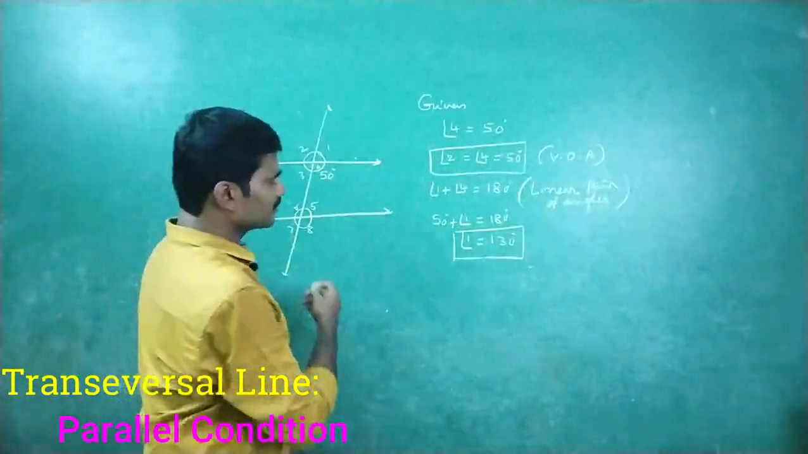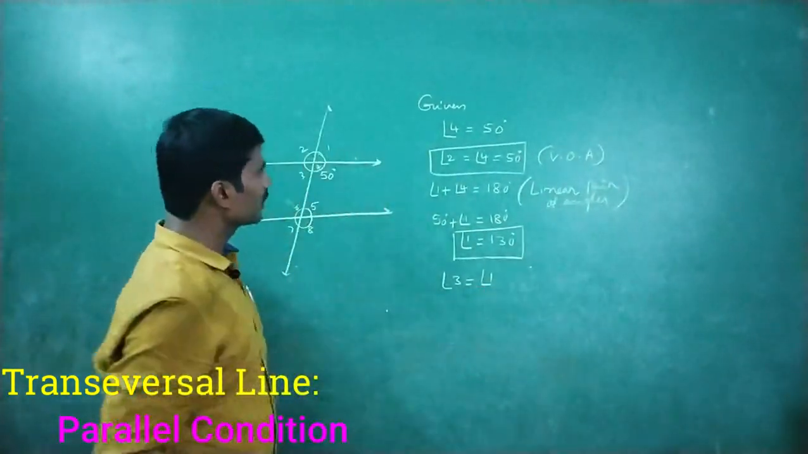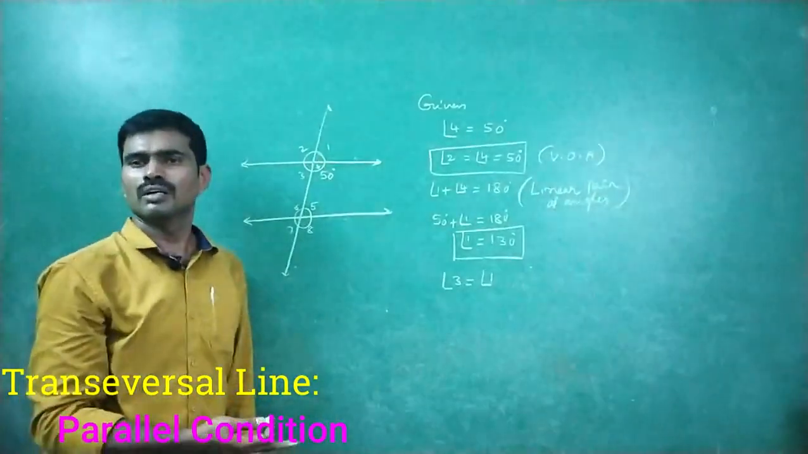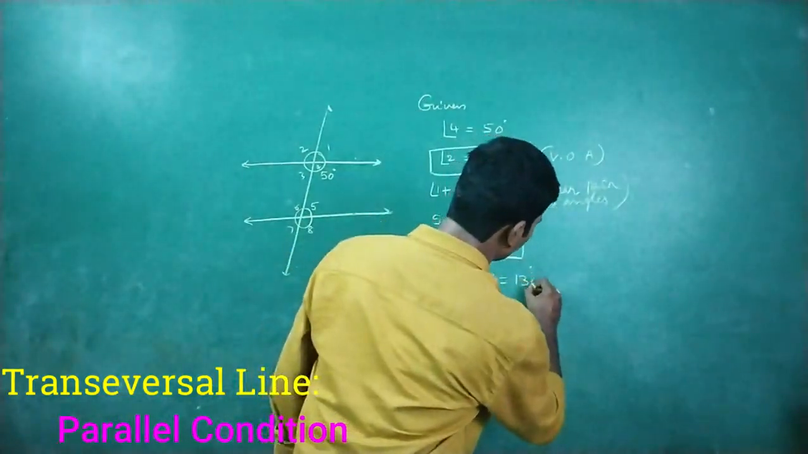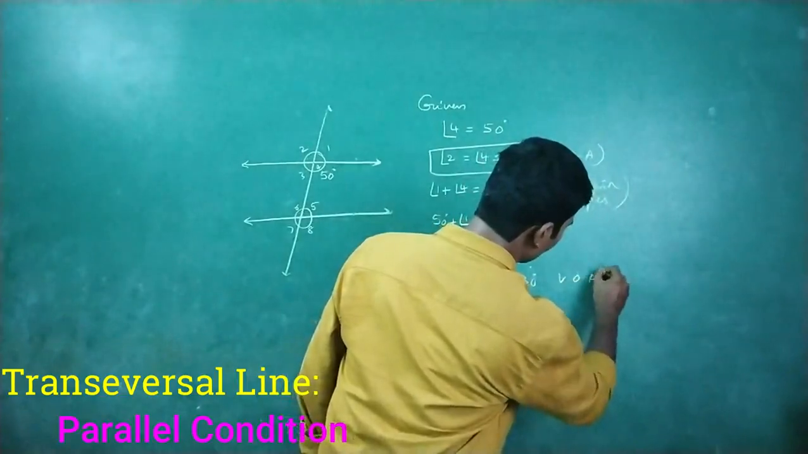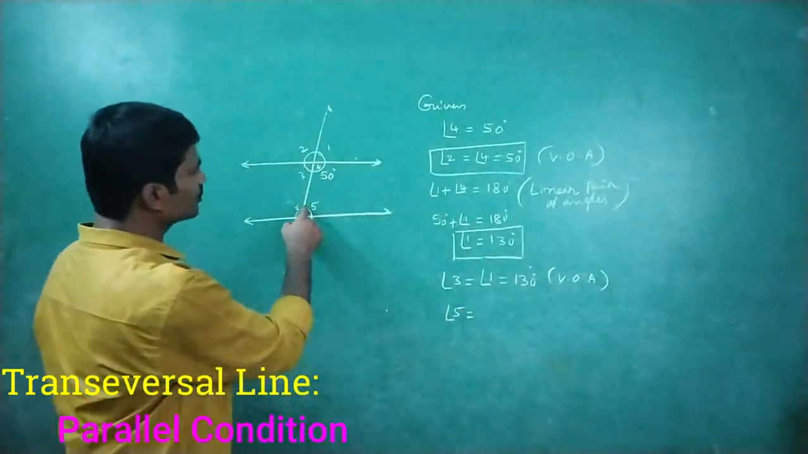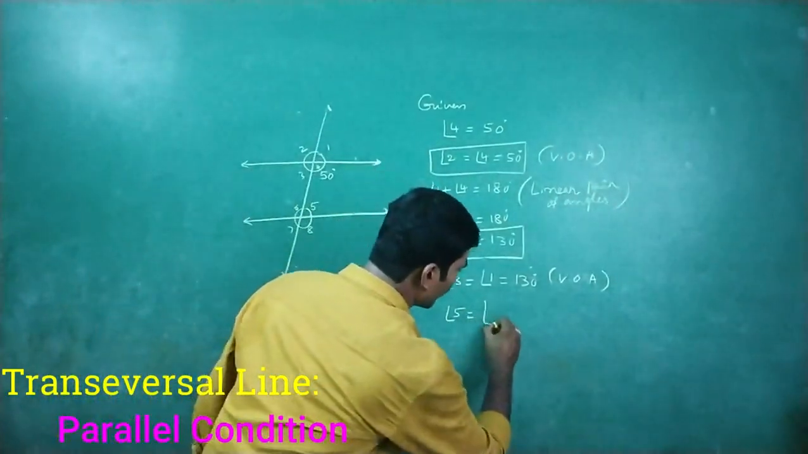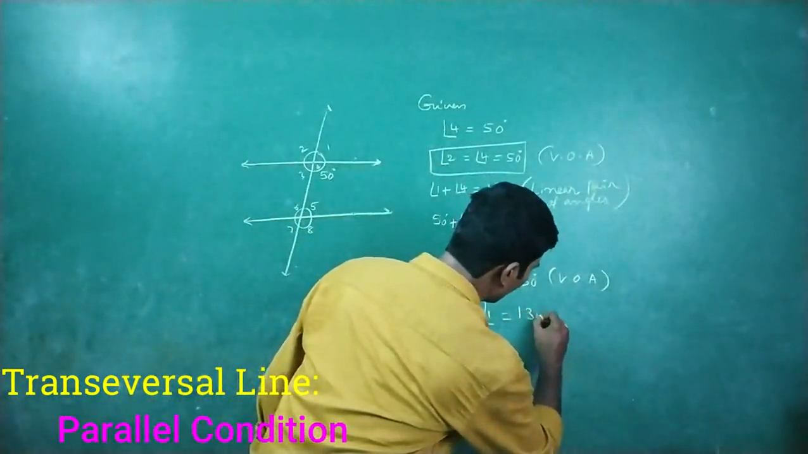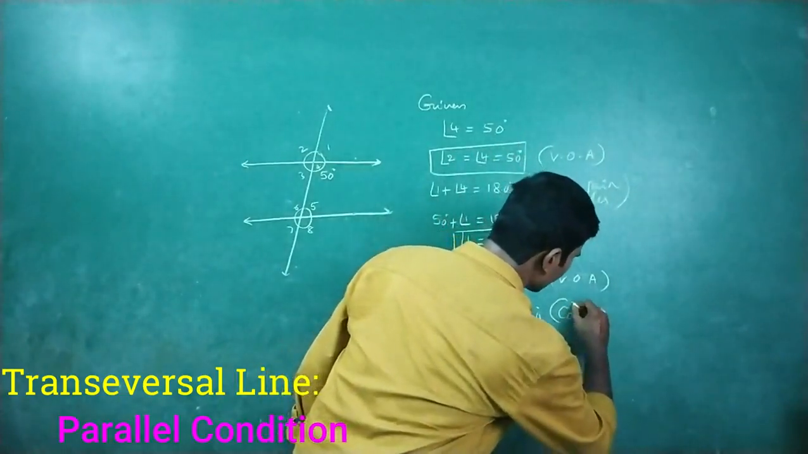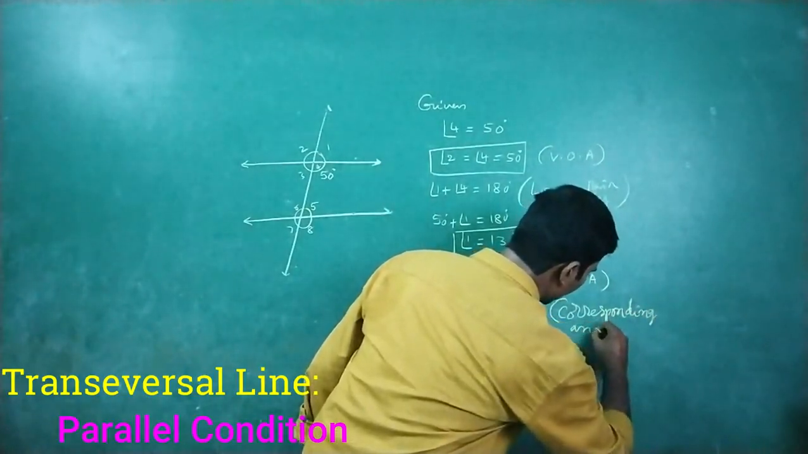Next, angle 3. Angle 3 is equal to angle 1. Why? Because these two angles are vertically opposite angles. So angle 3 equals angle 1 equals 130 degrees. The reason is VOA. Next, angle 5. Angle 5 is equal to angle 1 because they are corresponding angles. So angle 5 is equal to 130 degrees. Reason: corresponding angles.